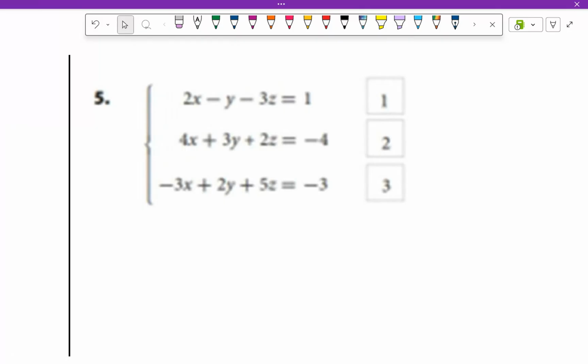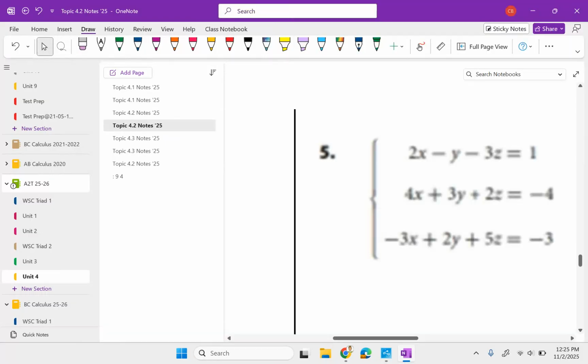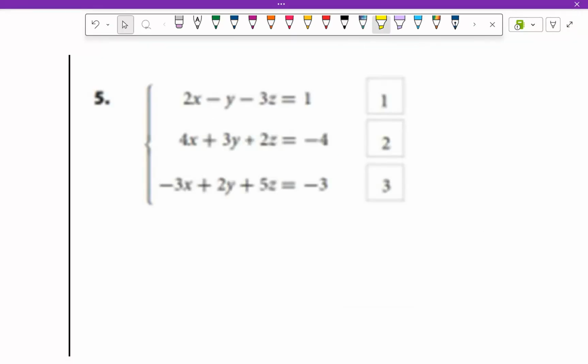In this one, I'm always looking for coefficients that are the same coefficient but opposite signs. I do not see that in this case. I do, however, see this coefficient of -1 right here. So I think that's a really good candidate to eliminate the y values, because I could multiply that equation. I'm going to have to multiply it twice, once to pair with each one of the other equations.